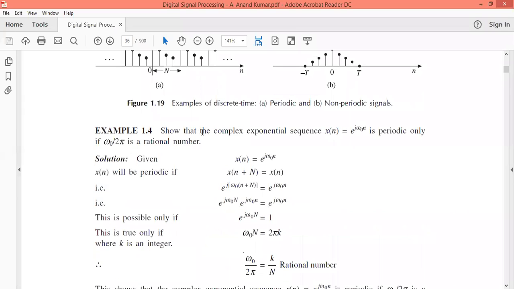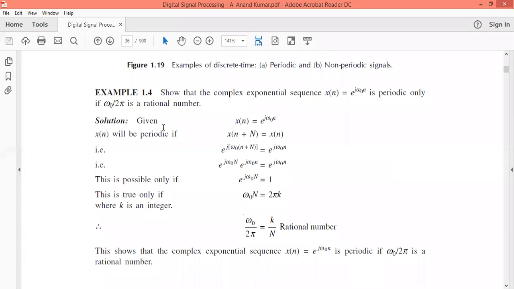See here. Show that the complex exponential signal x of n is equal to e power j omega naught n is periodic only if omega naught by 2 pi is a rational number. We know that for a discrete time signal to be periodic, what is the condition here? Omega should be 2 pi into a rational number. Then only we say that the discrete time signals are periodic. If omega is not equal to 2 pi into a rational number, then discrete time signals are non-periodic.